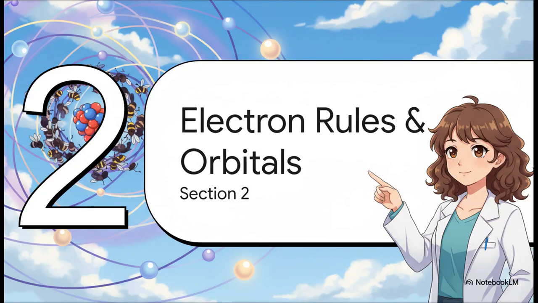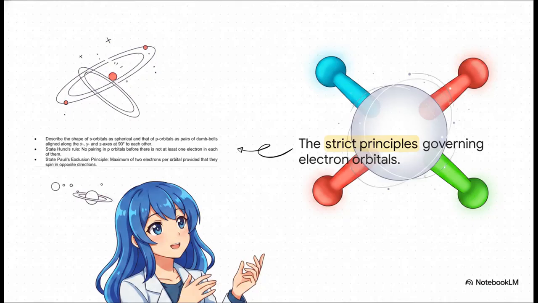Section 2. Electron rules and orbitals. All right, now that we've got a solid, dense nucleus packed with protons and neutrons, we need to talk about where the electrons live, because they don't just float around randomly like some chaotic swarm of bees. Electrons actually exist in specific three-dimensional regions of space called orbitals, and these correspond to very specific energy levels. We are primarily looking at spherical s orbitals, which are perfectly round clouds surrounding the nucleus, and then we have dumbbell-shaped p orbitals. Those align perfectly along the x, y, and z axes at exactly 90 degrees to each other. So it's less like a flat, predictable solar system and much more like a 3D cloud of mathematical probability.